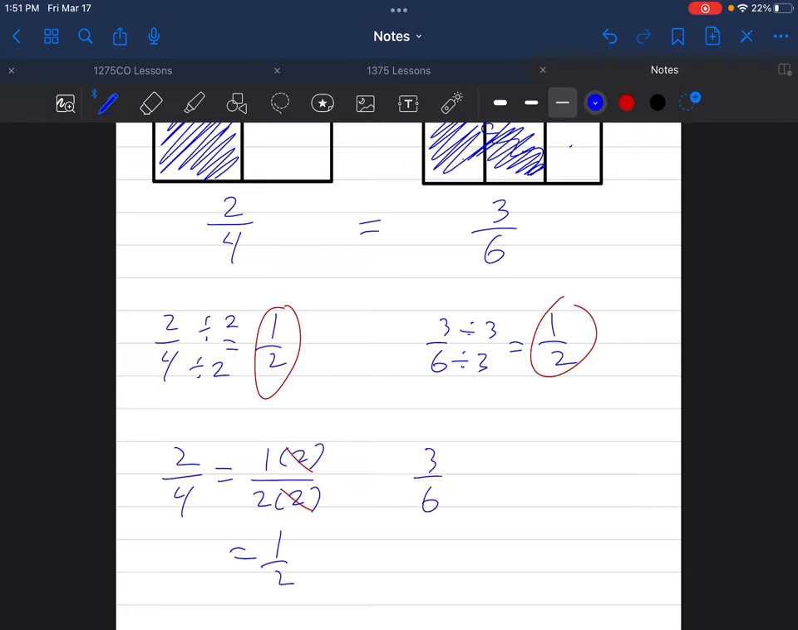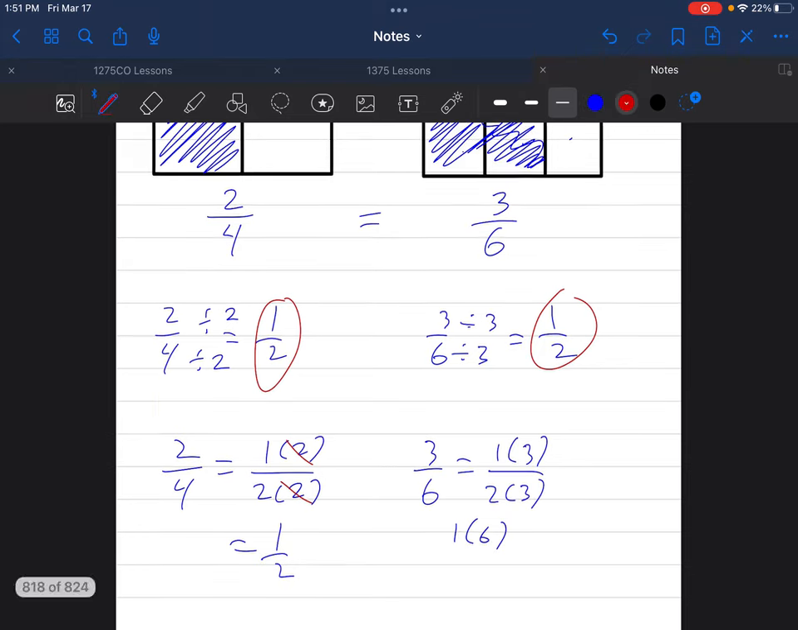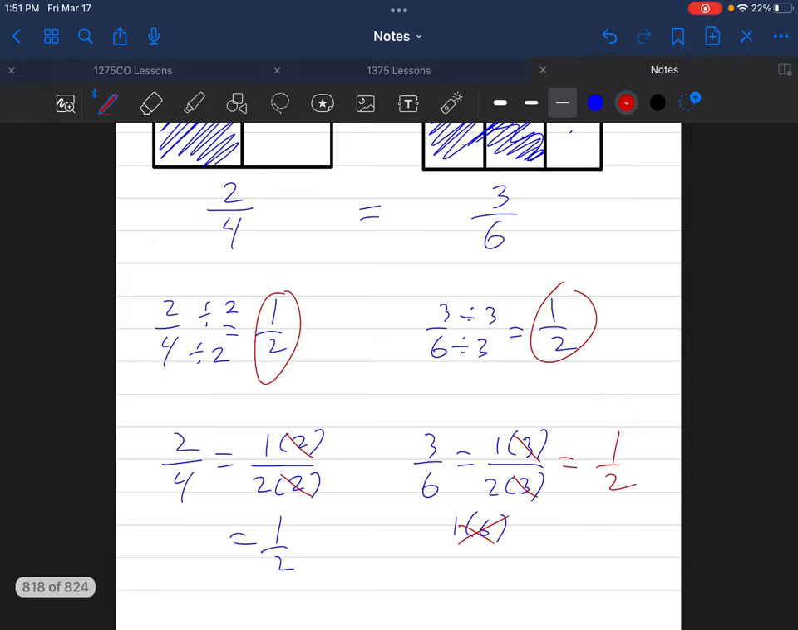Let's look at 3 over 6, which again can be factored into 1 times 3 over 2 times 3. Now, 6 can also be factored into 1 times 6, but that kind of thing doesn't help here, because in order to simplify this fraction, we're looking for factors that are the same. So 1 over 2 is what we're left with. Again, factoring creates the equivalent, and also canceling creates an equivalent.